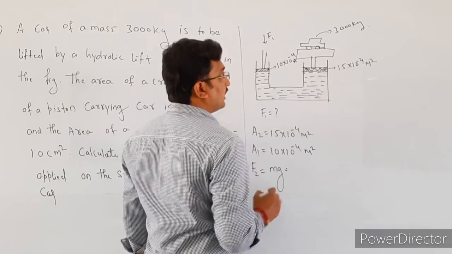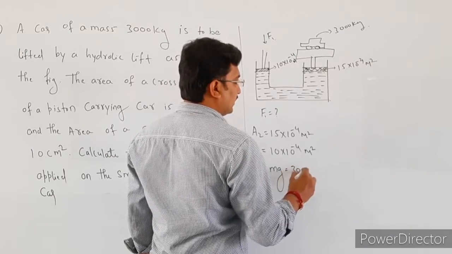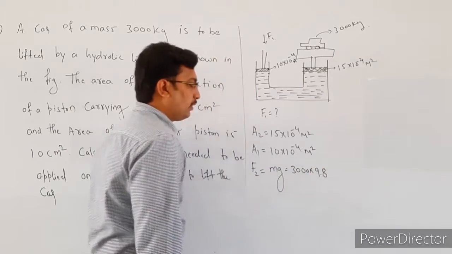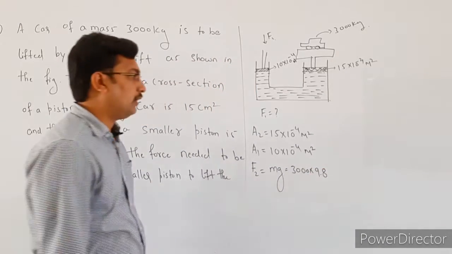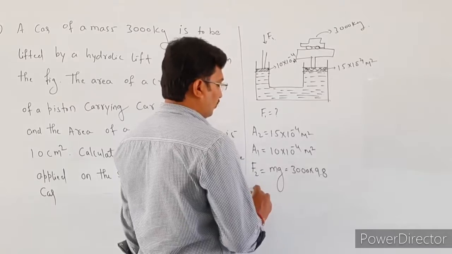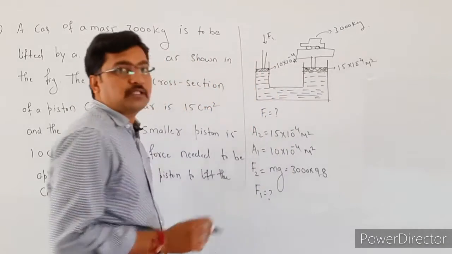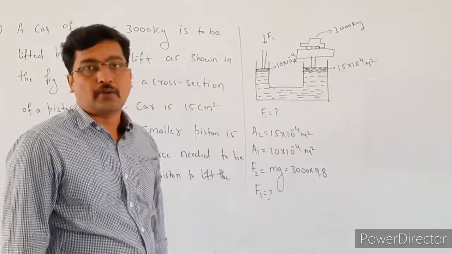Here the mass of a car is given, that is 3000 kg, into acceleration due to gravity, that is 9.8. So this is the F2 value. Then we are going to find out what is the force we have to apply on the smaller piston to lift the heavy object.